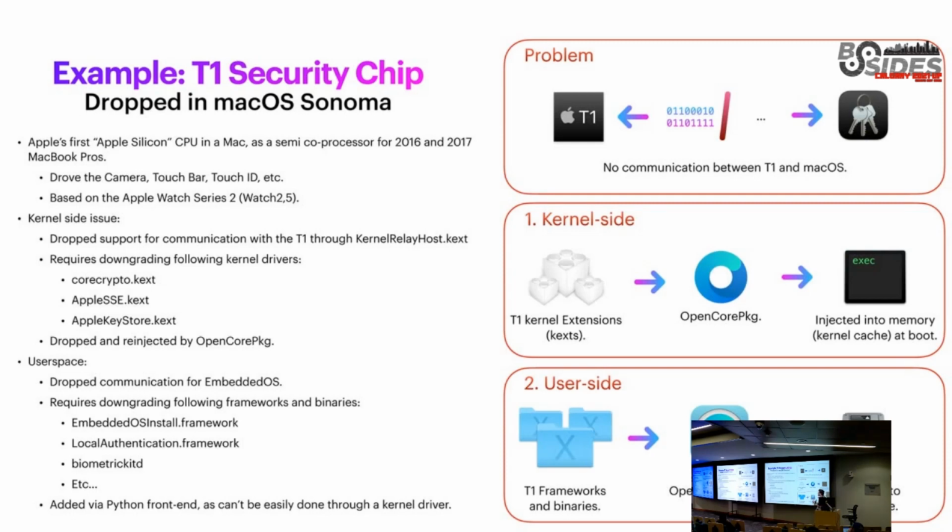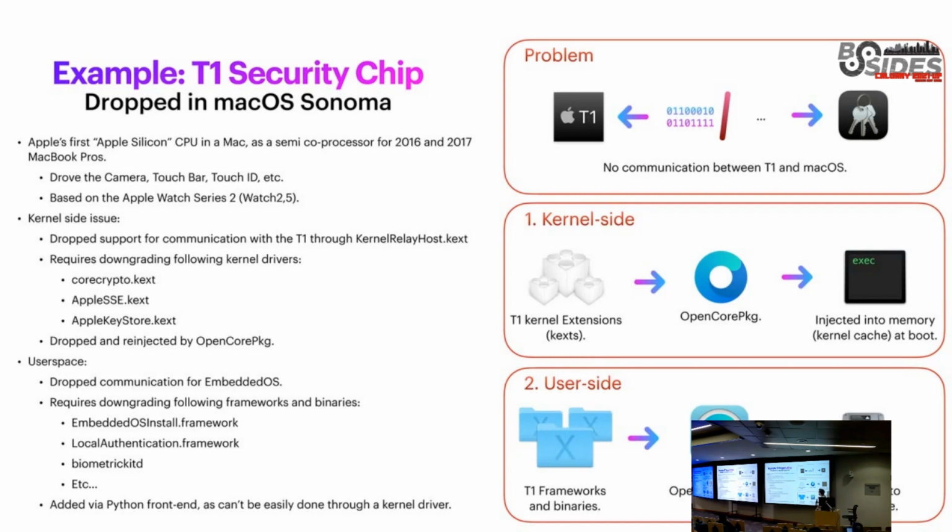And then in the user space, we have a whole bunch of frameworks and binaries that either were removed or the logic for those frameworks was stripped. So for example, the Embedded OS Install framework was outright removed this year. But the Local Authentication framework, the biometrics daemon, and so on, they're all still there, but they don't have the logic to actually speak with that old framework that was ripped out.